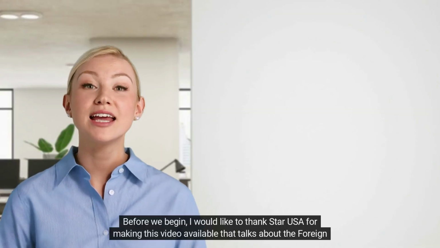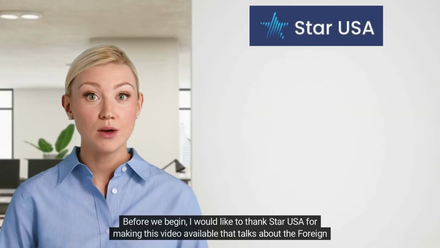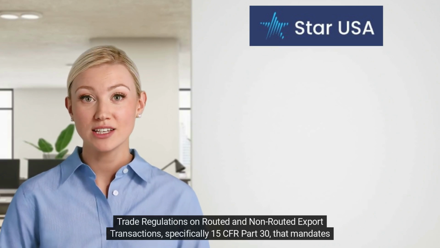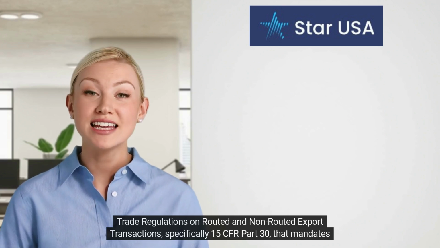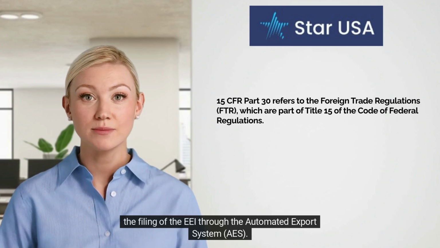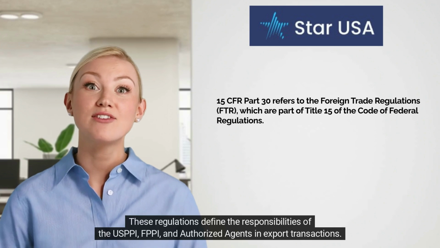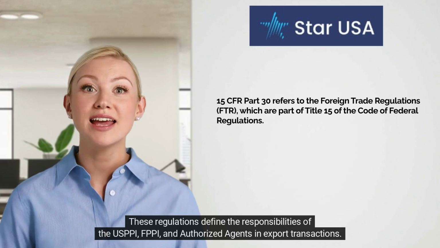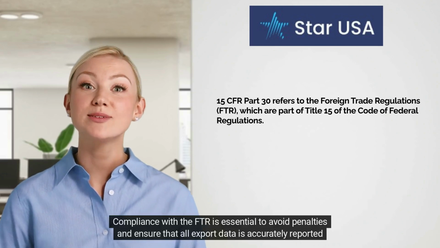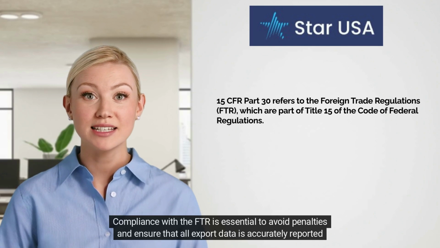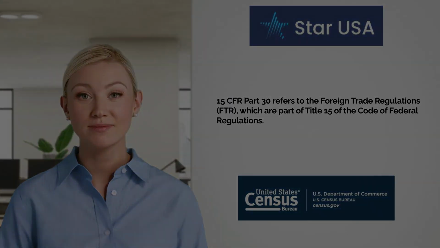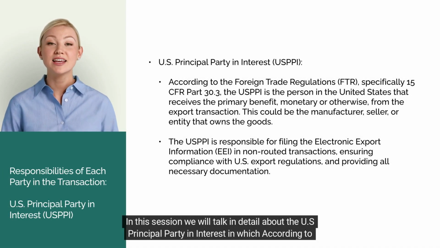Before we begin, I would like to thank Star USA for making this video available that talks about the foreign trade regulations on routed and non-routed export transactions, specifically 15 CFR Part 30, that mandates the filing of the EEI through the Automated Export System, AES. These regulations define the responsibilities of the USPPI, FPPI, and authorized agents in export transactions. Compliance with the FTR is essential to avoid penalties and ensure that all export data is accurately reported to the U.S. Census Bureau.